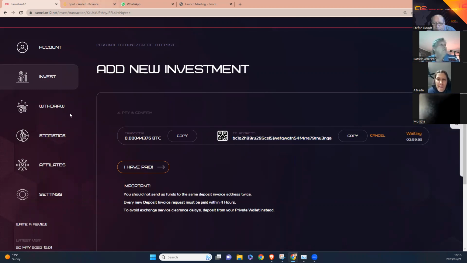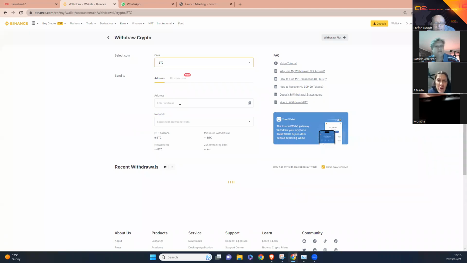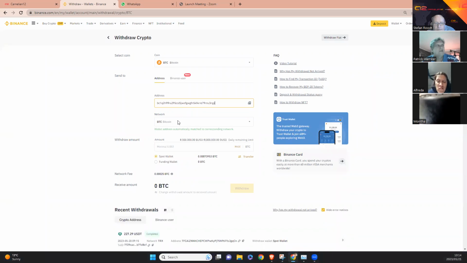Go to Binance, so I want to withdraw Bitcoin. Do not make mistakes here. Withdraw, it's Bitcoin, and I'm giving it the address. So I paste the address that I just copied in Carnelian right there, and I choose the network. Bitcoin always runs on the Bitcoin network. USDT, however, runs on the TRC20 network. So over there, you will choose TRC20 or TRX, depending on what coin it is that you are moving.